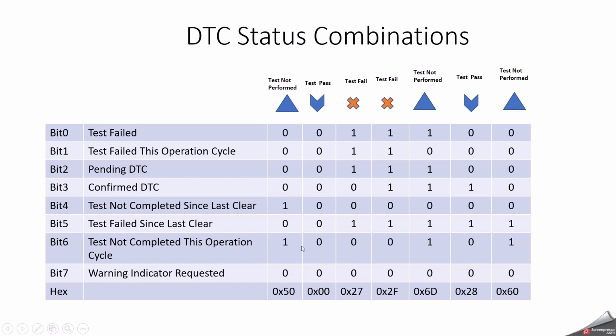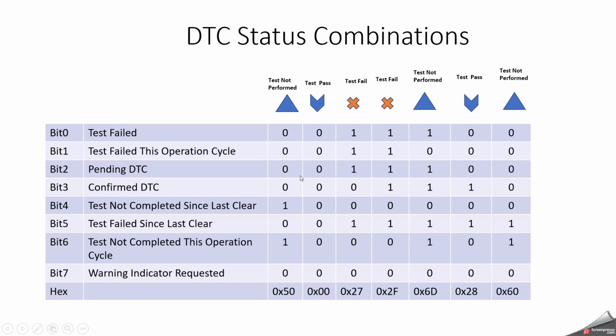Whenever you are not performing an event, and you want to check the DTC status of your particular event, the status byte will indicate 50. If the test everything is passed, then 0. Whenever the test is failed, it will indicate 27, and 2F also. Only when confirmed is set, it will indicate 2F.